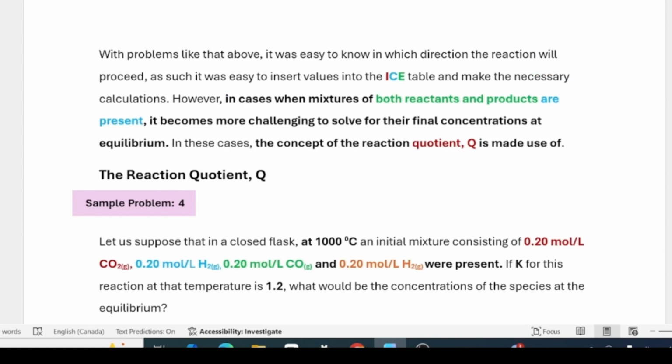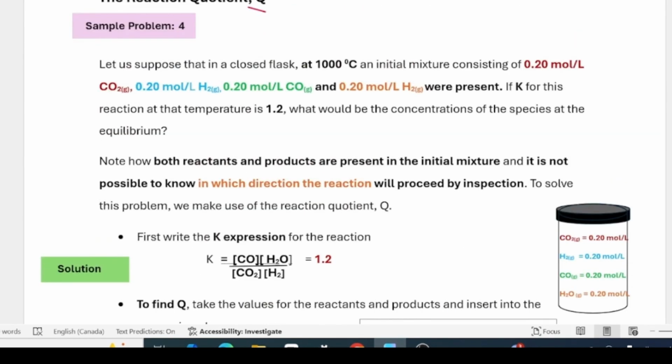For such type of problems, we're starting with only reactants. We know that the reaction will proceed to the right. Therefore, we'll reduce the concentrations of the reactants and increase those for the products. Or if we start with only products, we'll reduce the concentration of the products and increase those for the reactants. But for those problems that involve a mixture of both products and reactants, it becomes a little bit more challenging. And this brings us to what is called the reaction coefficient Q.